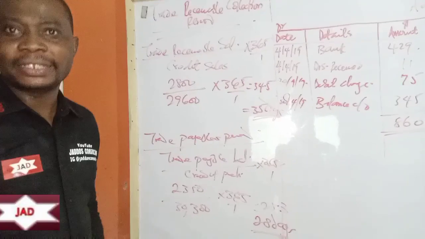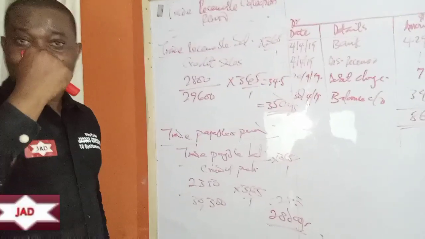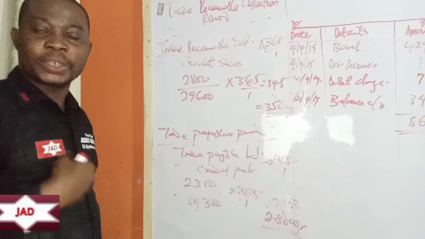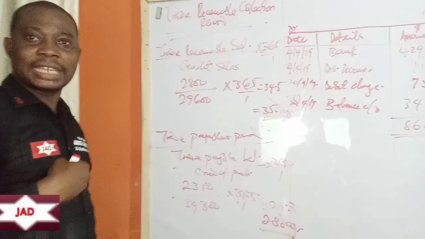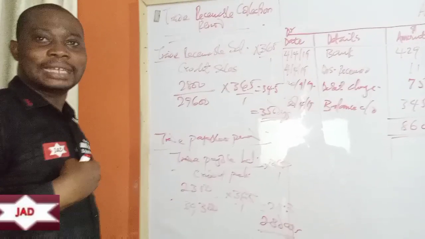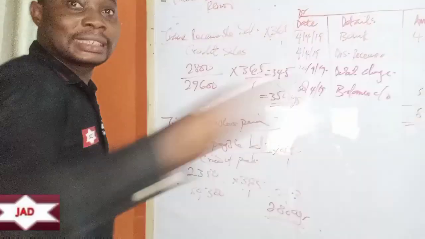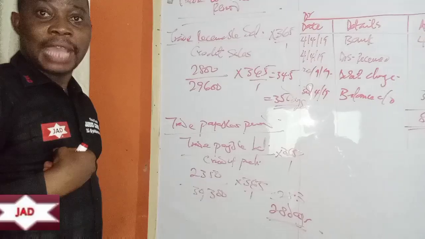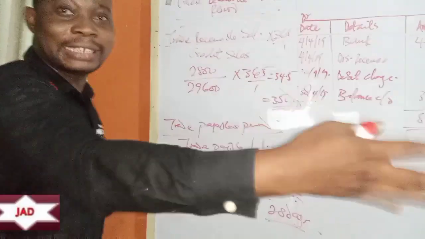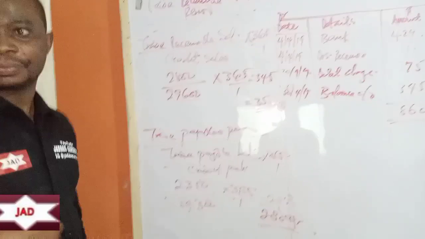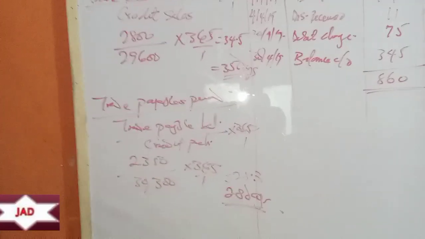Yes, they will be satisfied because they are saving 2 additional days to get their money. So instead of waiting for 30 days, they are waiting for 28 days. So it will take them 2 days earlier to get the money from Jade. So they will be satisfied. Okay, they will be satisfied.